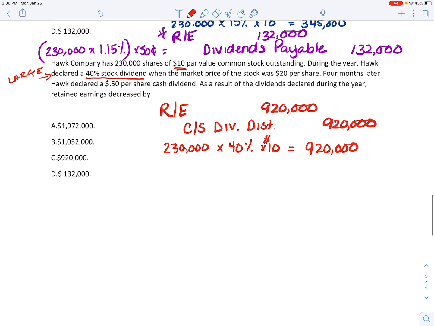That's the first piece. The second piece, all I'm going to do is bring that same journal entry down, because it's saying the same thing. We're recording the same way. Debit that retained earnings, credit that dividend payable.